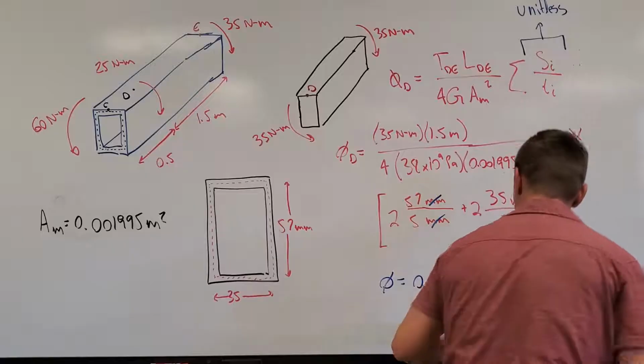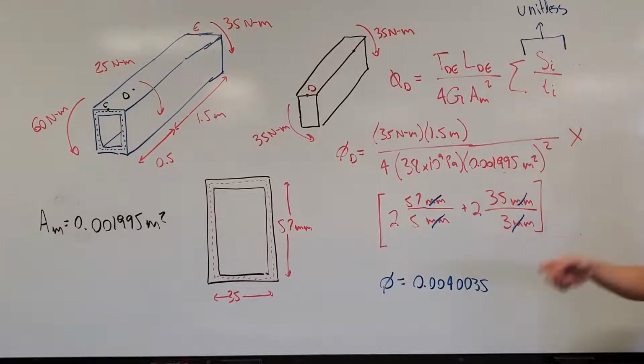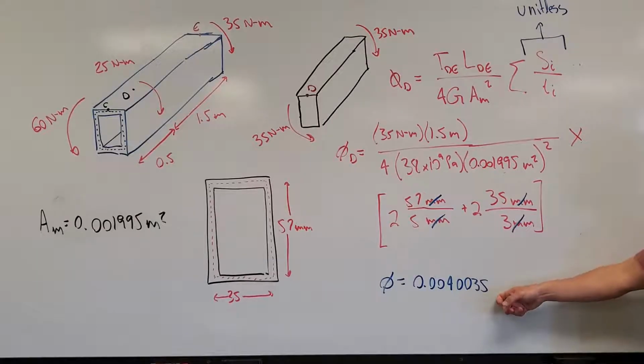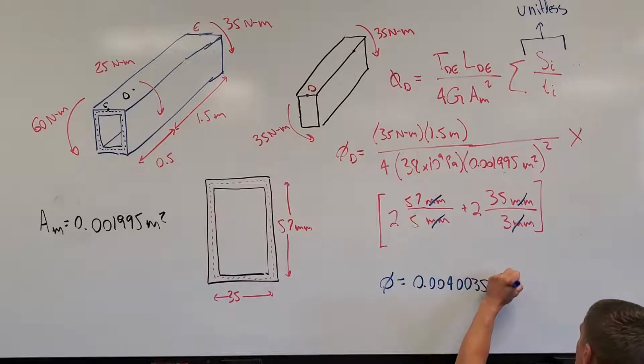0.004035, and this is going to have units of radians. If you want to convert it to degrees, you can do that. This is going to be in units of radians.